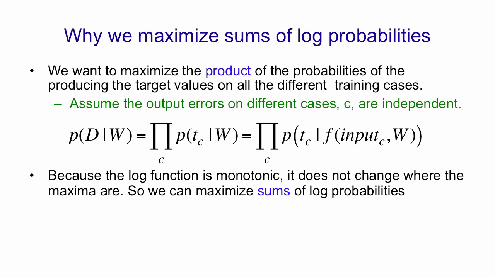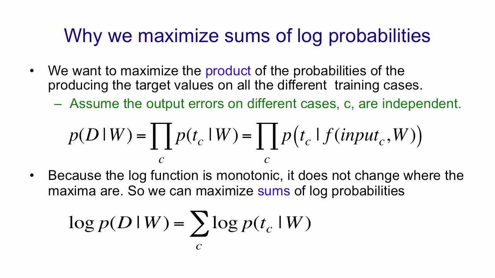The log function's monotonic, and so it can't change where the maxima are. So instead of maximizing a product of probabilities, we can maximize a sum of log probabilities, and that typically works much better on a computer. It's much more stable. So we maximize the log probability of the data given the weights, which is simply maximizing the sum over all the training cases of the log probability of the output for that training case given the input and given the weights.